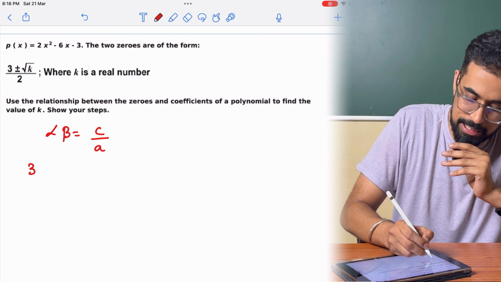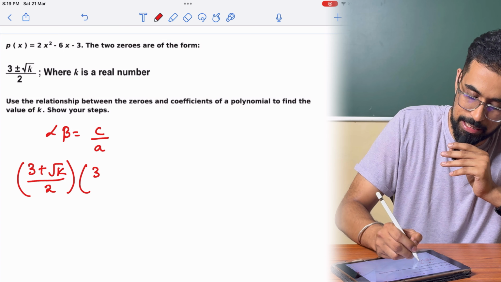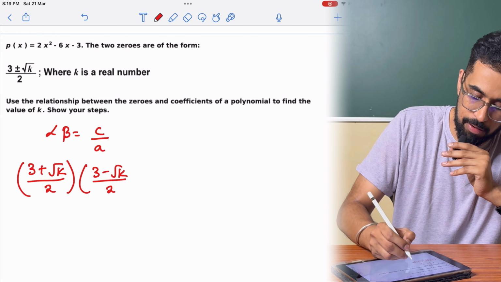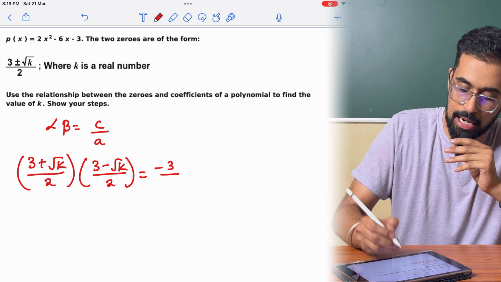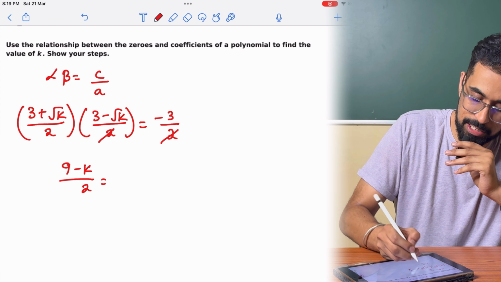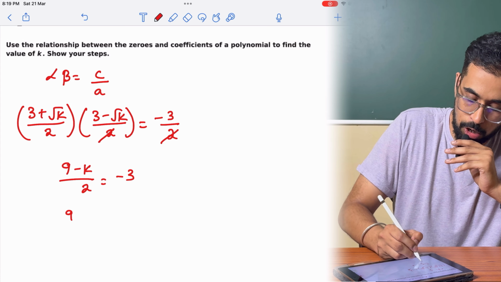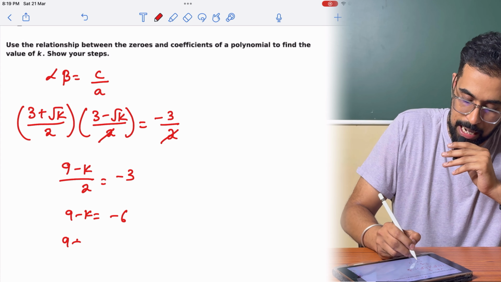So here the first zero is (3 plus root k) by 2, and the second zero is (3 minus root k) by 2, which is equal to constant by coefficient of x square, which is minus 3 by 2. Let's simplify this. You can take out 2 here. The numerator would turn out to be (9 minus k) by 2, which is equal to minus 3. On cross multiplication, we would get 9 minus k is equal to minus 6. That would imply 9 plus 6 is equal to k, or I can conclude that k is equal to 15.